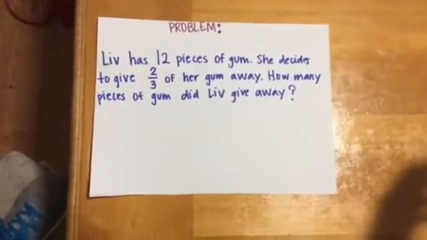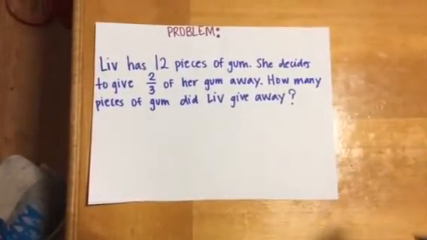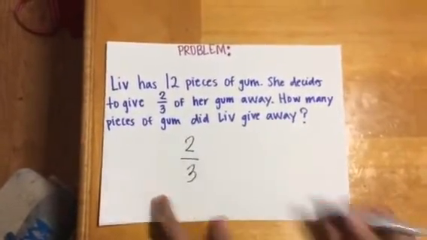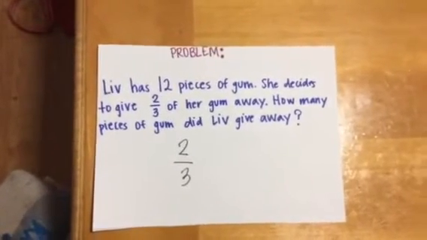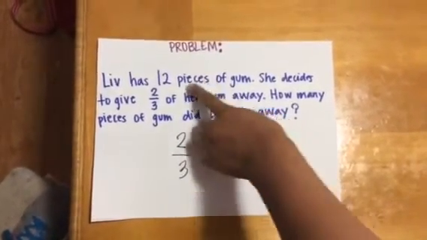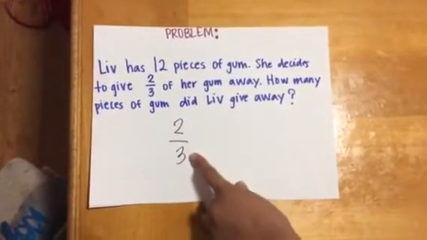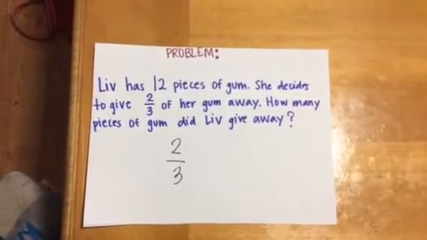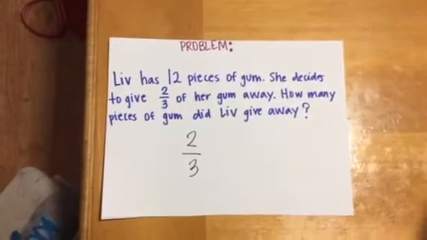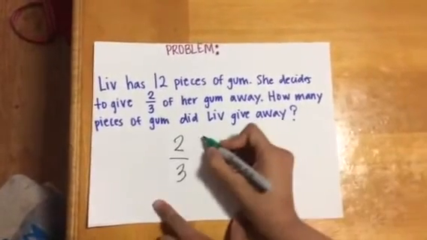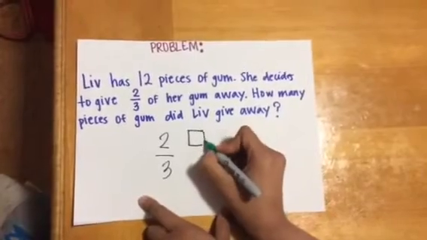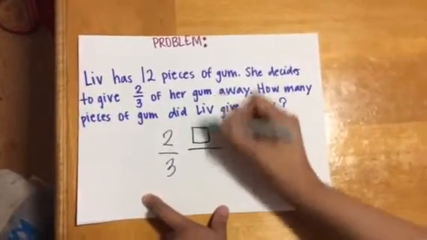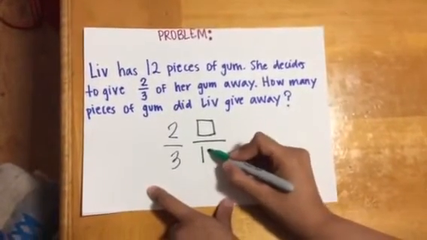So, when we look at the fraction, we know that she's giving how much? 2/3. We know that there are a total of 12 pieces of gum. So would our 12 pieces of gum be the numerator or the denominator? We know that the numerator is the number of pieces that are going to be given away. So that's going to be the number that we're looking for. And we know that 12 is the total, meaning the total number of pieces of gum.